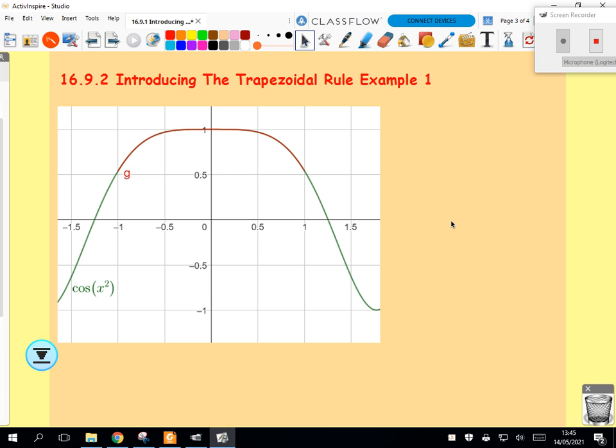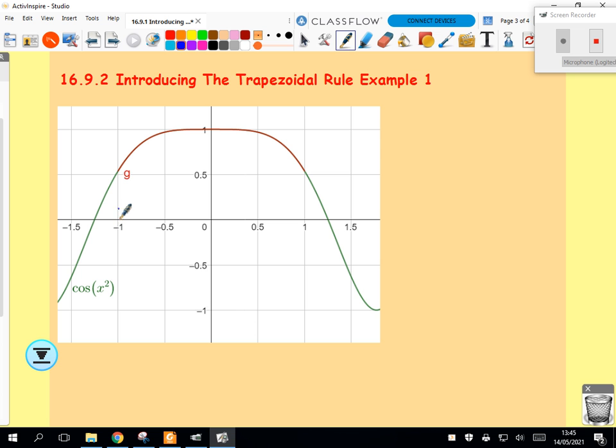So in this case, to find the area under the curve, I'm going to say from -1 to 1, under this kind of brown region here. I want to find the area under the curve. Integration, you cannot take the integral of cosine x squared. We don't have any method to do that yet. So what I'm going to do instead is use the trapezoidal rule.